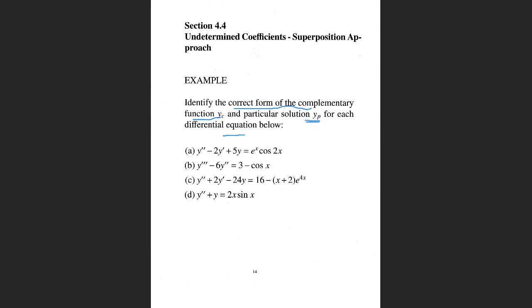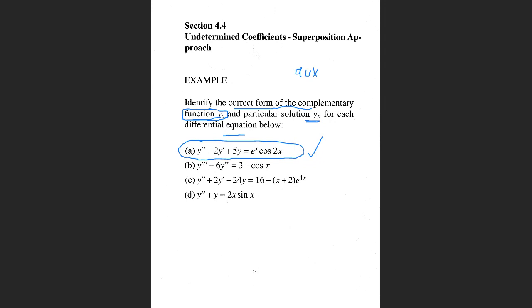Okay, so here's the first differential equation. What equation do we use to find the complementary function, y sub c? What's that equation called? It begins with an A. Auxiliary equation. Good, good. So what would the auxiliary equation be for the first differential equation?